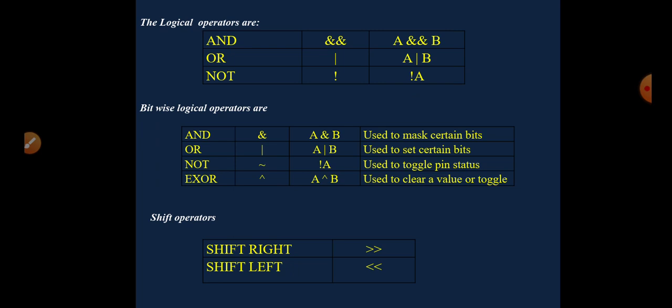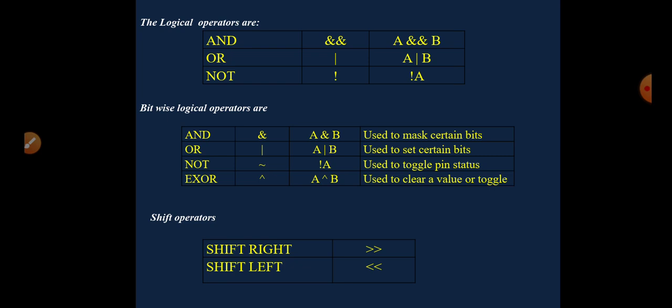Then we have the bitwise logical operators: the single and, or, not and XOR. In programming, the AND operator is used to mask certain bits. Your AND operator always follows the truth table of the AND gate. If either A or B is 0, then the bit in the result will be 0, whereas if both the bits are 1, then the bit in the result will be 1.